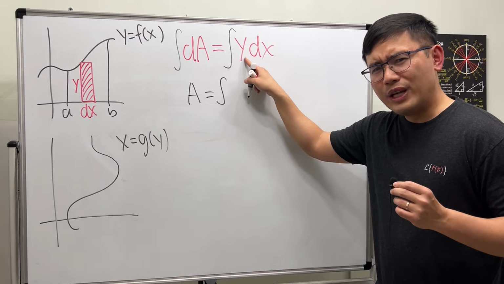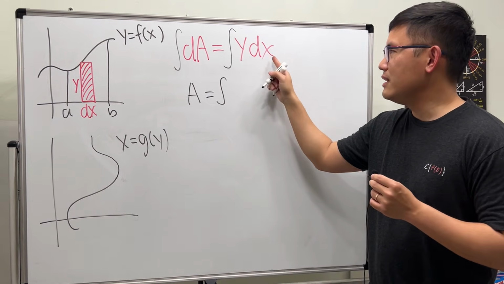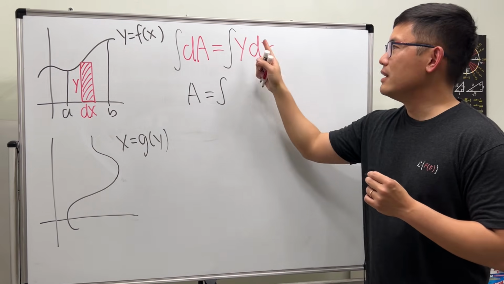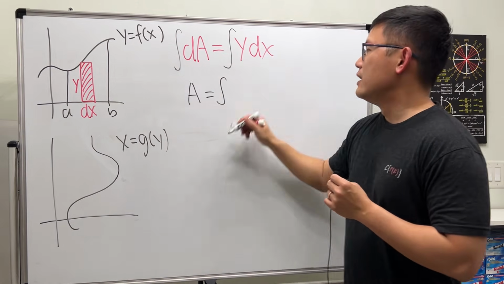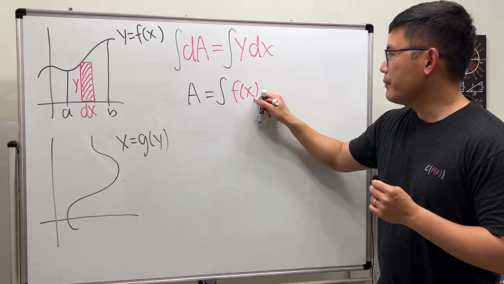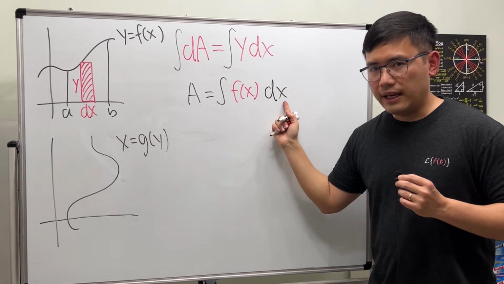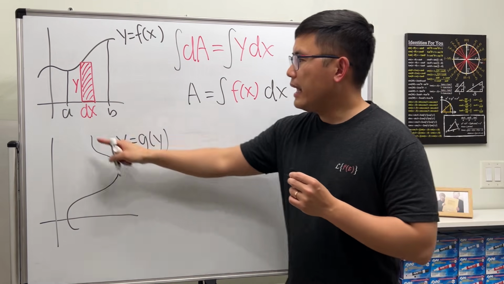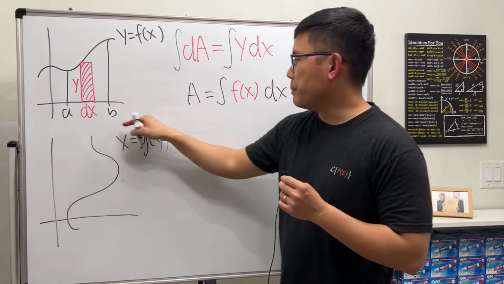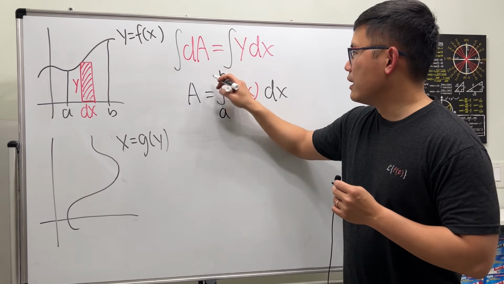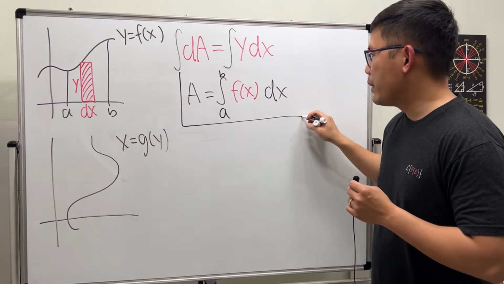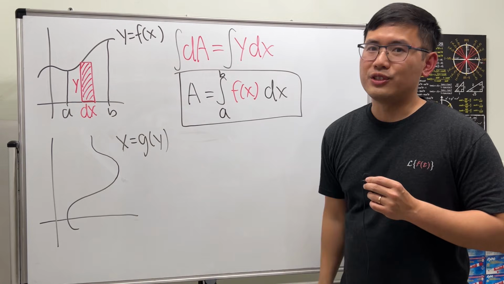So from here, we get our area, and that's just the integral. And notice we have y, which is not allowed in the x world, but it's okay, because y is f of x. So let's just replace that right here. And then dx is just dx, and we are in the x world, so keep in mind x going from A to B, so I'll just put this down right here. So that's the formula for the area of that region.